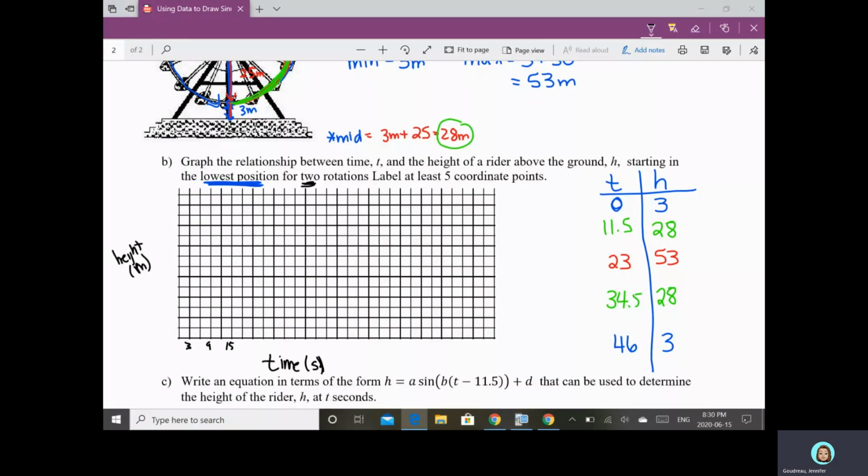Okay, that'll be 18. 21, and then 24, and we'll keep going. 27 and 33.